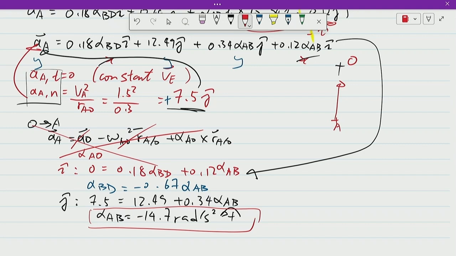Negative, so the alpha is actually in a clockwise direction, which makes sense. As you spin that way, the rod is going to get pushed down like that. Questions?